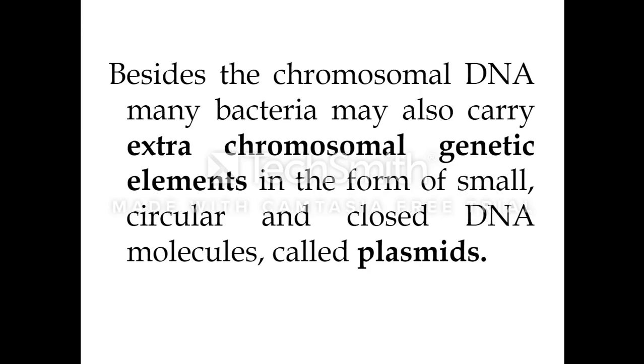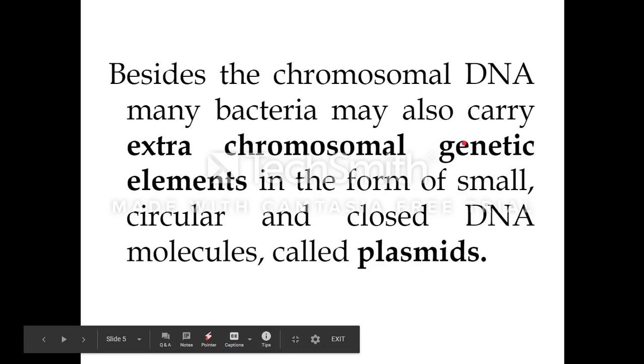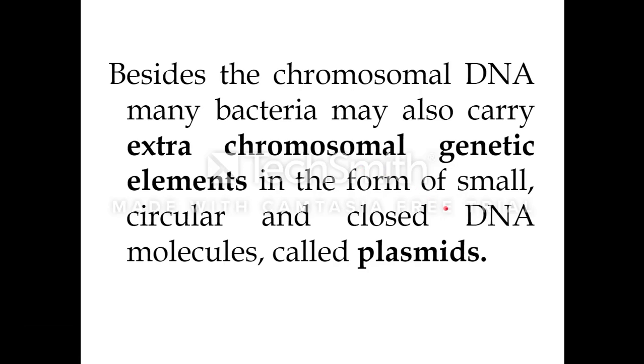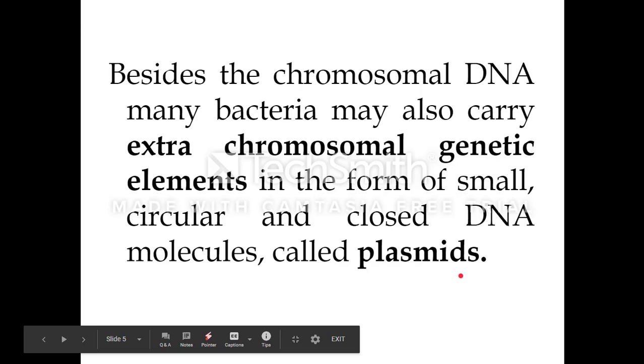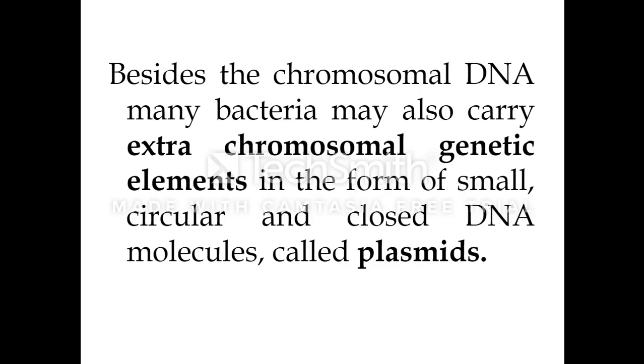Besides the bacterial chromosomal DNA, many bacteria may also carry extra chromosomal genetic elements in the form of small, circular and closed DNA molecules called plasmids. Apart from the chromosomal genetic material in the bacterial cytoplasm, we will find the extra chromosomal DNA that is autonomously replicating independent of the chromosomal DNA, and it is circular, and it is called the plasmid.